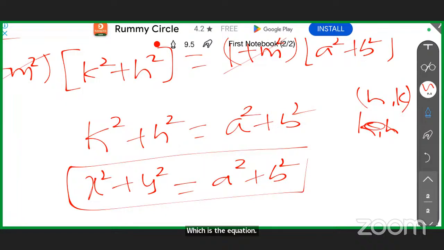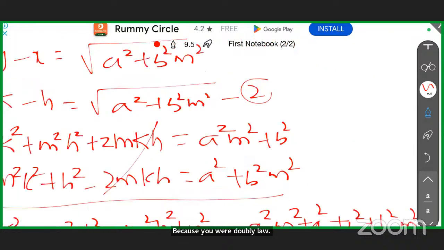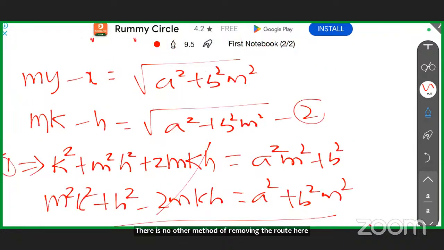Do you understand? Yes, sir. With regard to Vignesh's doubt, to remove the root, there is no other method here. Because on the left hand side there is a combination of two terms, plus or minus. Whether it is a combination of two terms or a single term, to remove the root we have to do squaring only. Only then we can remove the root. Understood, Vignesh? Yeah, sir.